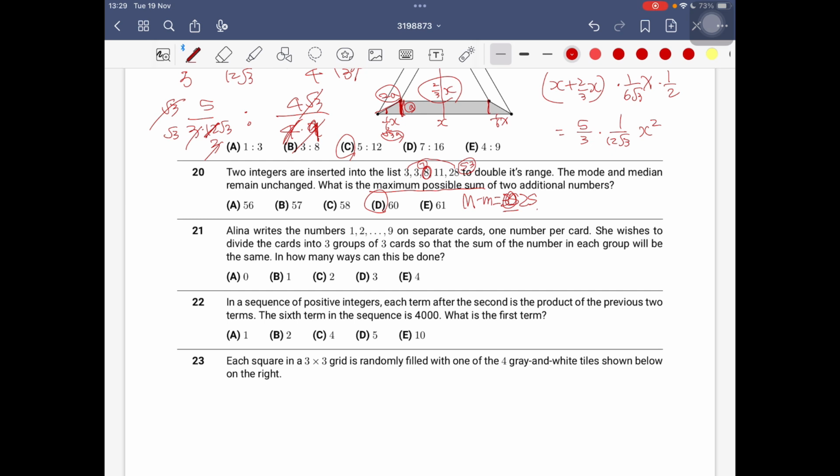Number 21. Alina writes the numbers from 1 to 9 on separate cards, 1 number per card. Divide the cards into 3 groups of 3 cards so that the sums of the numbers will be the same. How many ways can this be done? So the sum from 1 to 9 is 45. So we try to make 15, 15, 15 with 3 numbers. So let's find any set of 3 numbers whose sum is 15 between 1 and 9. So let's say 1, 2, we cannot make it. 1, 3, no. 1, 9, 5.